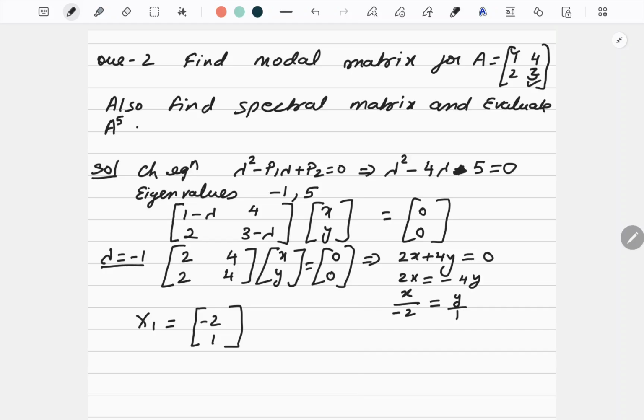Now let me work for the second eigenvector, which is corresponding to lambda is equal to 5. So now let us work for lambda is equal to 5.